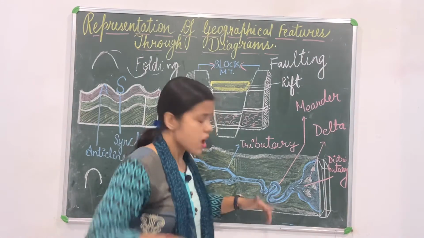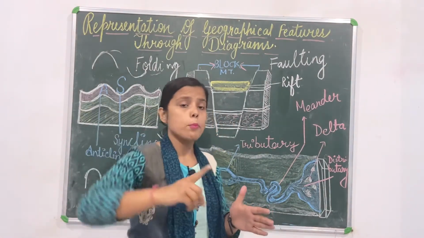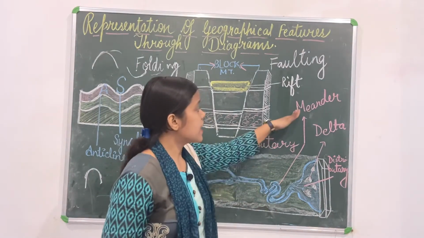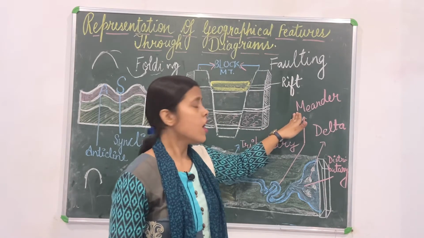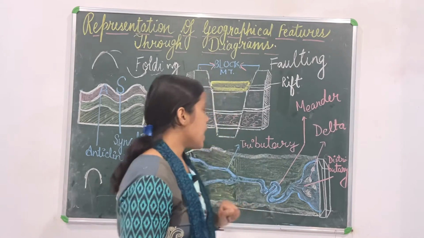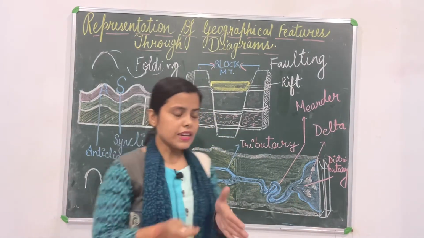See here, it bends. The course of the river bends, and this bend or swing area of the river course is known as meander. M-E-A-N-D-E-R.